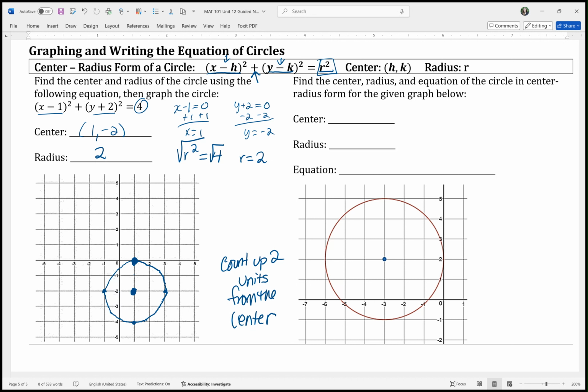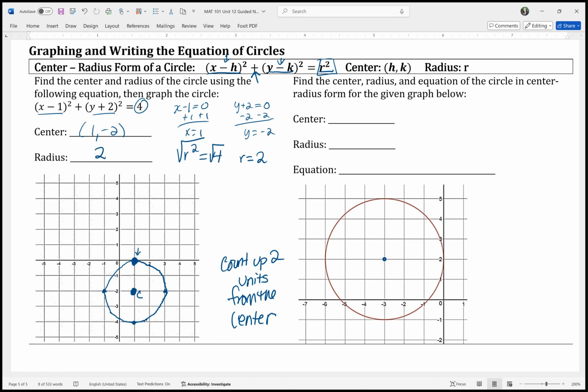So this is what the computer is going to draw. And again, it only really draws it in our system from the center and this point. That's really all that's needed. Okay? So center first and then count up the number that is the radius and you're good to go there.